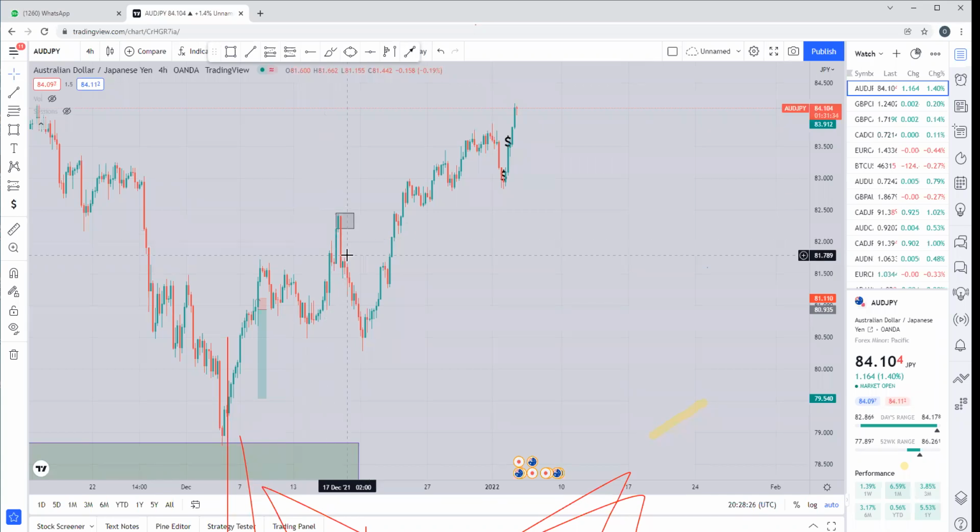Can you see how the market came down massively? Now, this is an important zone for you. If you draw this zone, you will notice that when the market goes to that zone, the market reacts sharply.